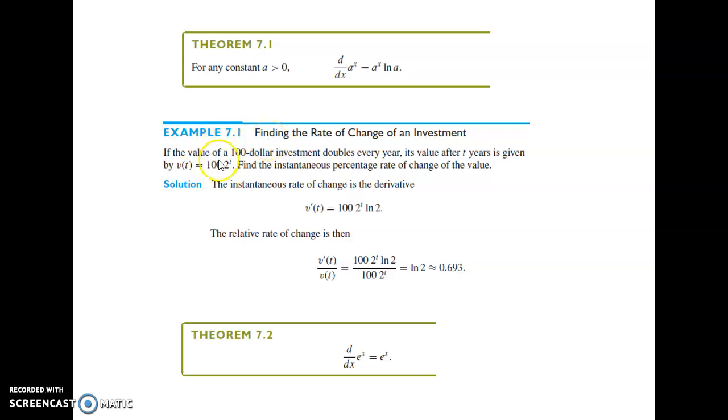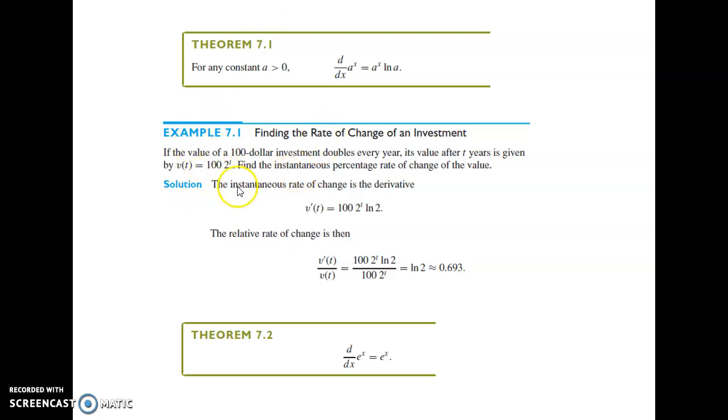We are asked to find the rate of change of investment where the investment is given in this format, that is V(t) equal to 100 times 2 to the power t. This is the exponential function where a is 2, so I will use this formula. Find the instantaneous percentage rate of change of value. Instantaneous means the derivative, so I find the derivative of this.